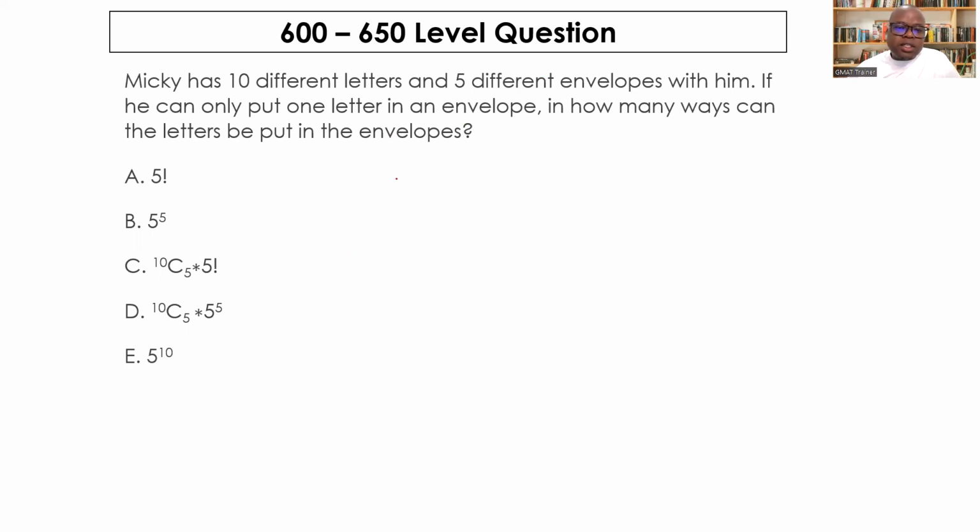He has 10 letters and he has 5 envelopes. So a letter can go into only 1 envelope, which means at any given time, Mikey can only use 5 letters from a group of 10. We are being asked in how many ways he can put the letters in the envelopes. So the first thing we need to know is in how many ways can he select 5 letters out of the 10.